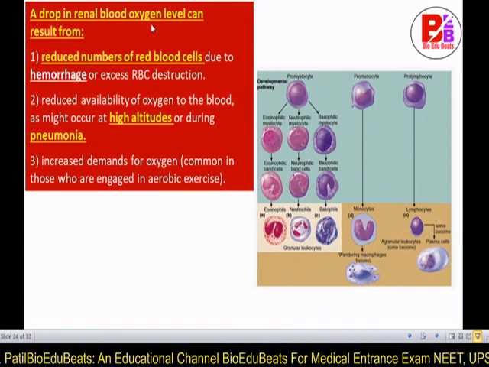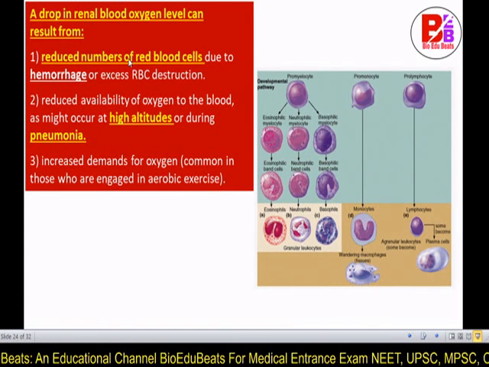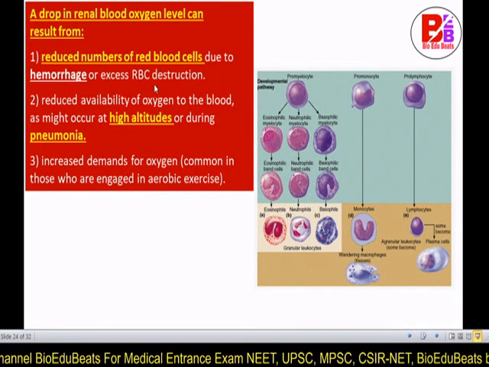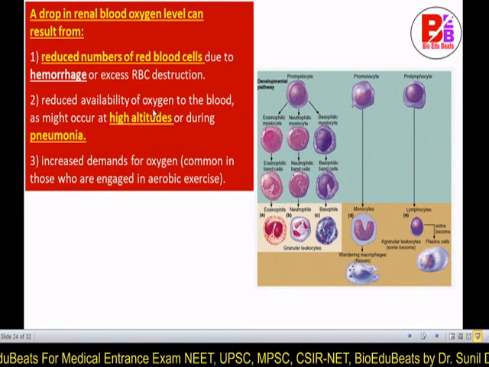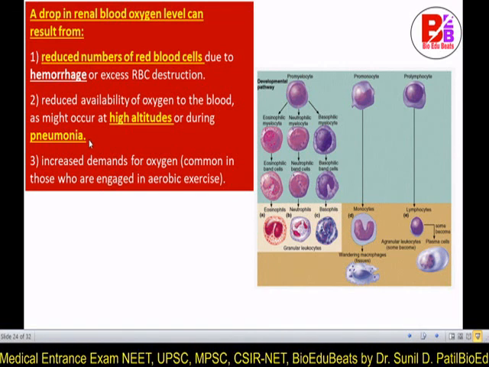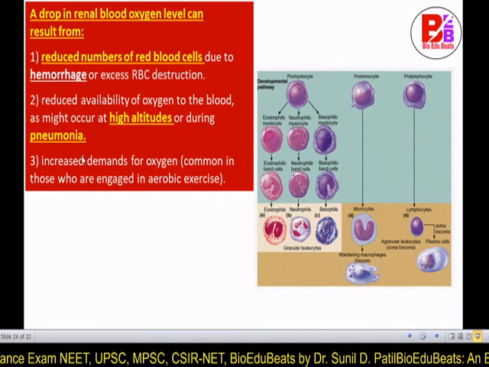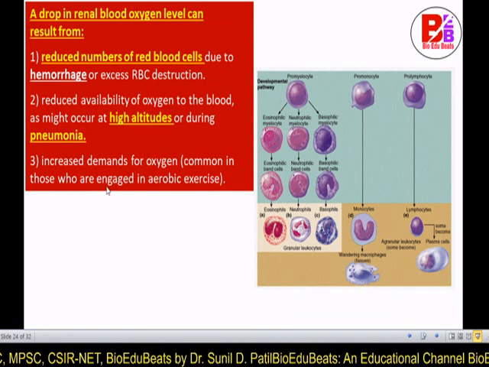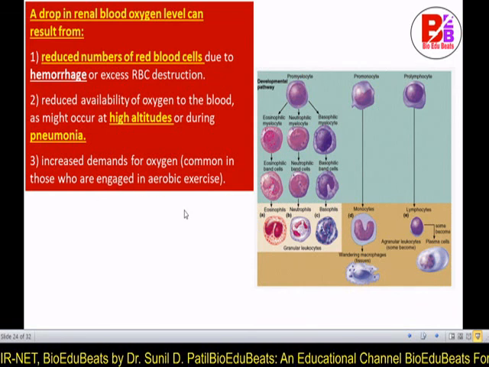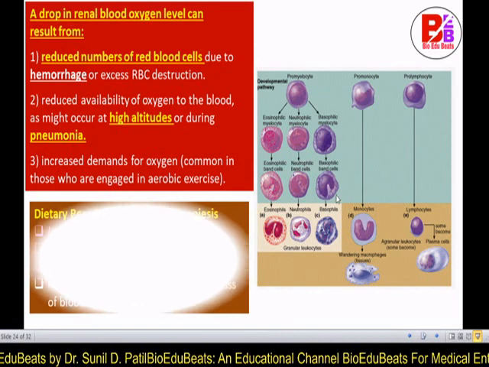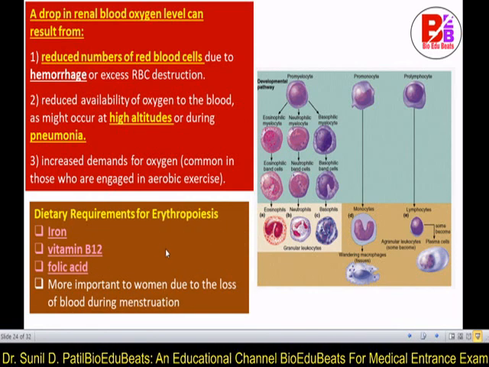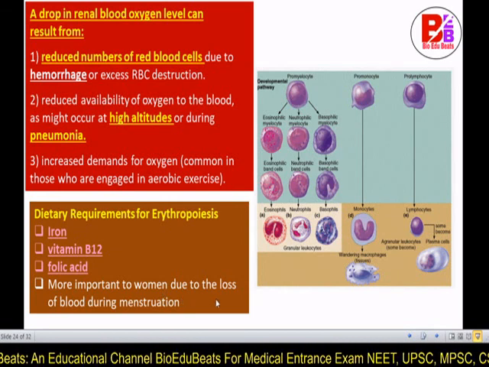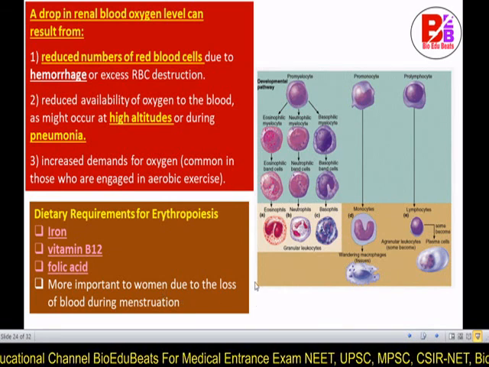A drop in renal blood oxygen level can result from a reduced number of red blood cells due to hemorrhages, loss of blood, or excess RBC destruction, or from reduced availability of oxygen to the blood, as might occur at high altitude or during a disease like pneumonia. Increased demand for oxygen is common in those engaged in aerobic exercise. We already saw the dietary requirements for erythropoiesis: iron, vitamin B12 and folic acid, more important to women due to the loss of blood during menstruation.